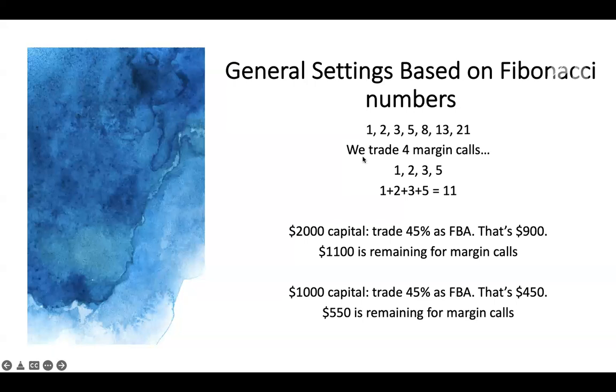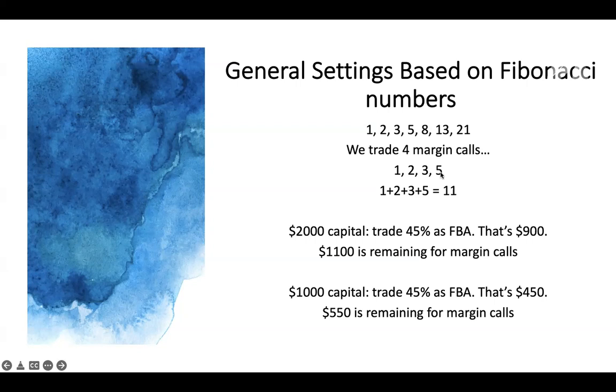So we want to operate with 4 margin calls for these general settings. So 4 margin calls means we'll be using 1, 2, 3, 4. And that is why we've selected these numbers, 1, 2, 3, 5. The first 4 Fibonacci numbers are 1, 2, 3, 5, and we've already explained how that is derived.